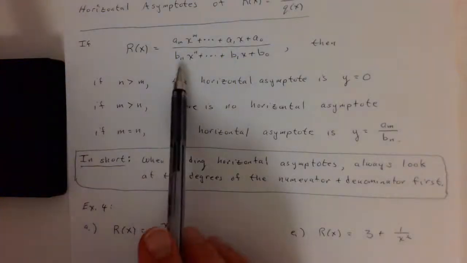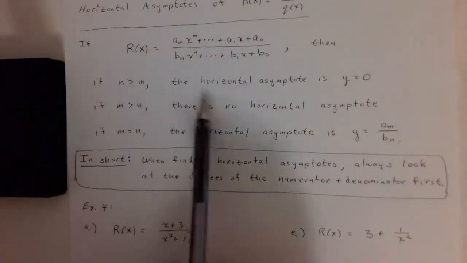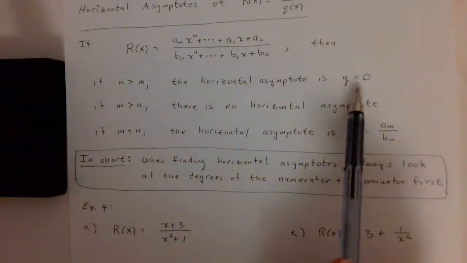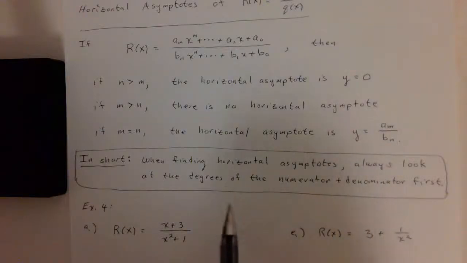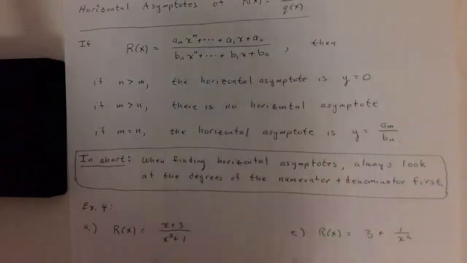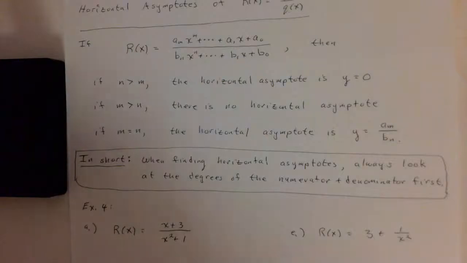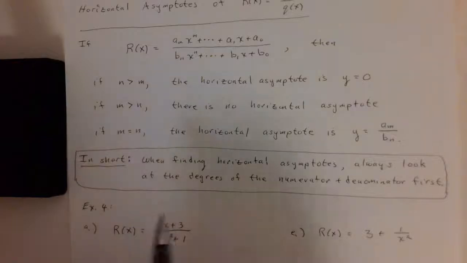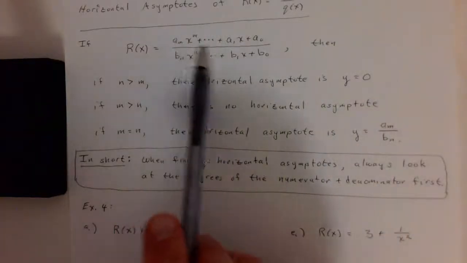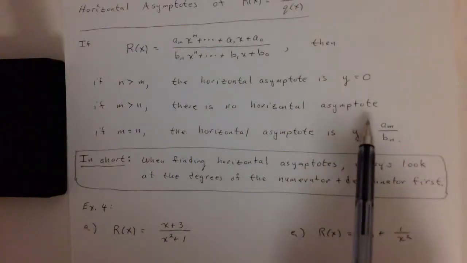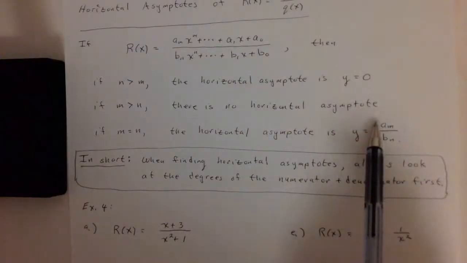So if the degree of the bottom is bigger, that is, if n is bigger than m, then the horizontal asymptote is going to be y equals 0. That means the graph is going to be hugging the x-axis at both ends. And the reason for that is this denominator is going to get much bigger than the numerator will. So there's a race, and the denominator wins the race. If the degree is bigger in the numerator, that is, if m is bigger than n, there's no horizontal asymptote because the numerator is changing faster than the denominator, and that means the graph is shooting up or shooting down.